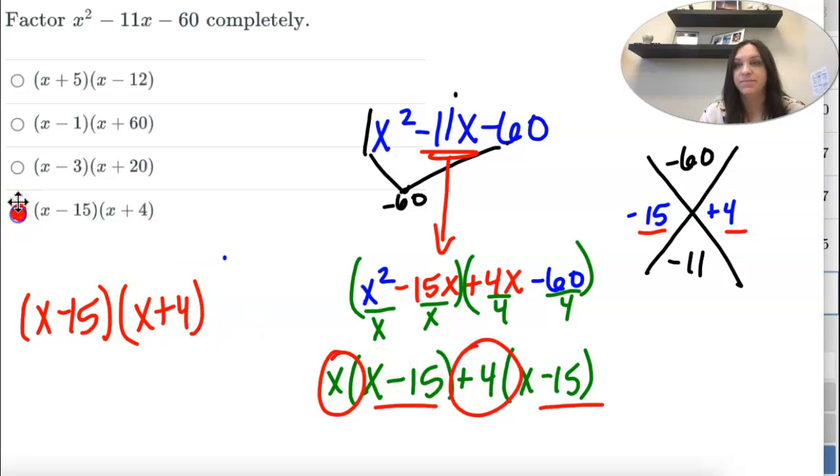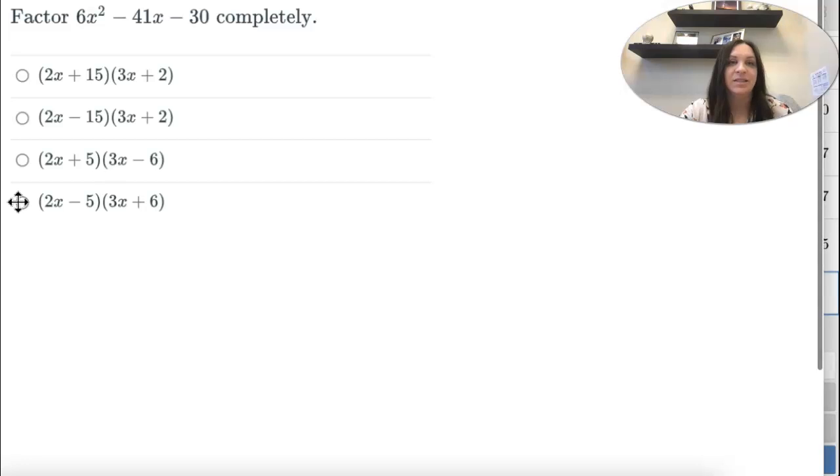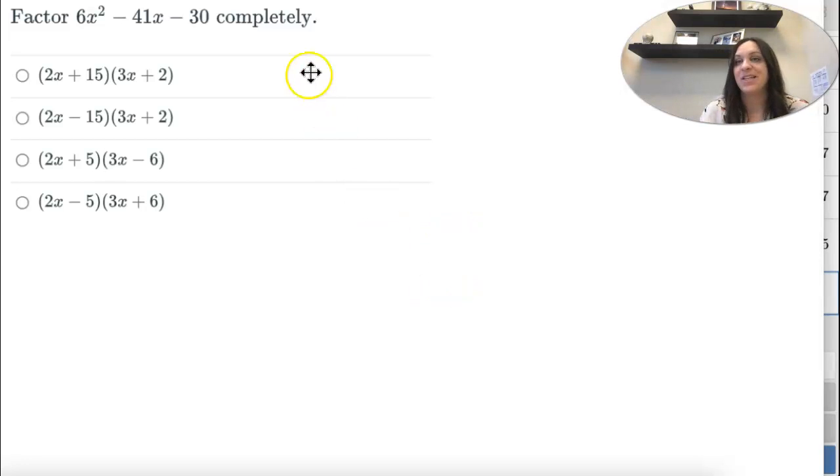Hey, it's right there. So that one didn't take as long, so our numbers were smaller. Here's another one, okay? I'm just going to keep doing some more examples of these.